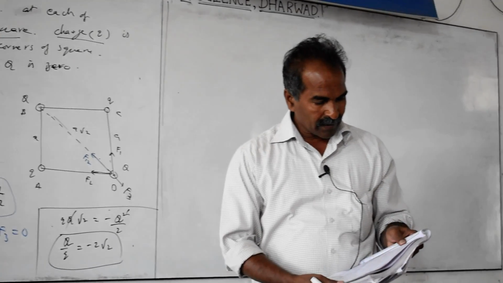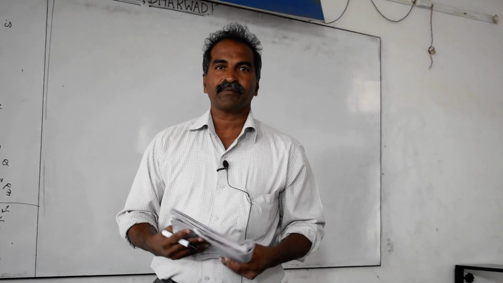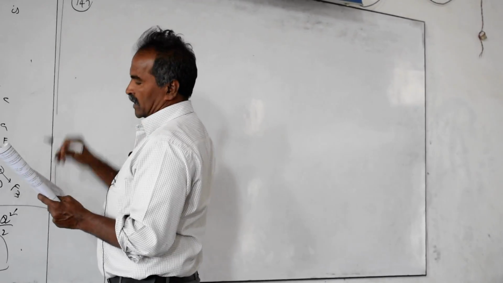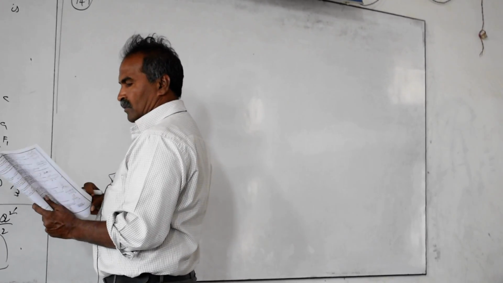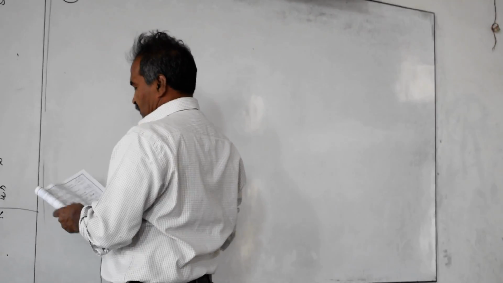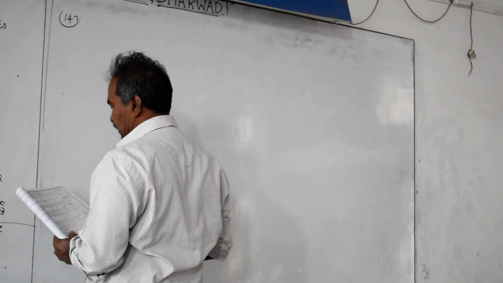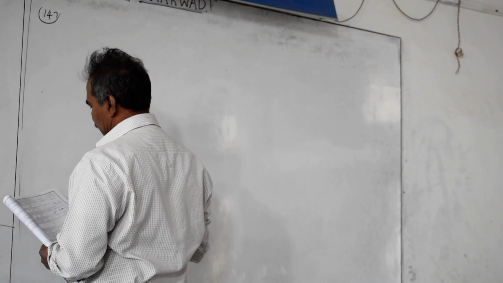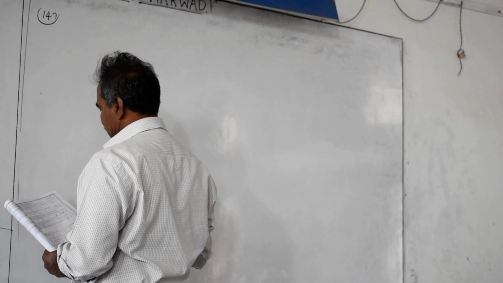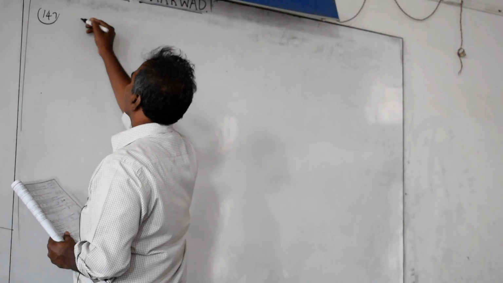Next question, 147. This page's problems and even the next page's problems are very important, including because of the diagrams. For all competitive exams, they will be coming repeatedly. 147: in the given circuit, find the charge on the capacitor, condenser, of 5 microfarads.